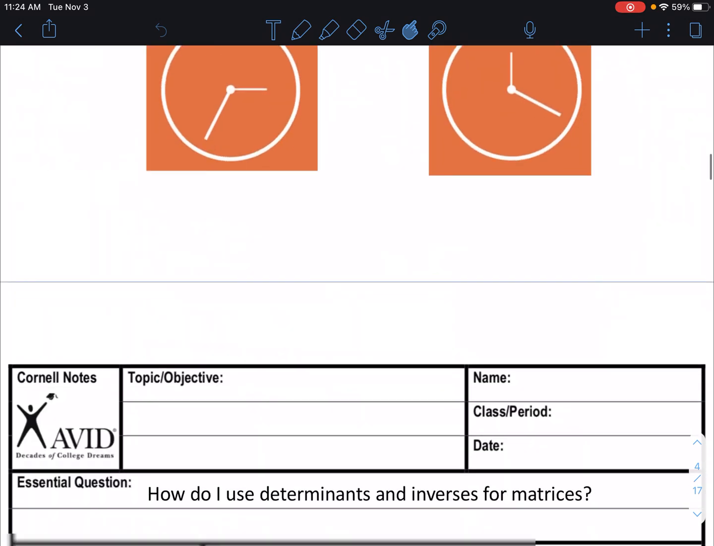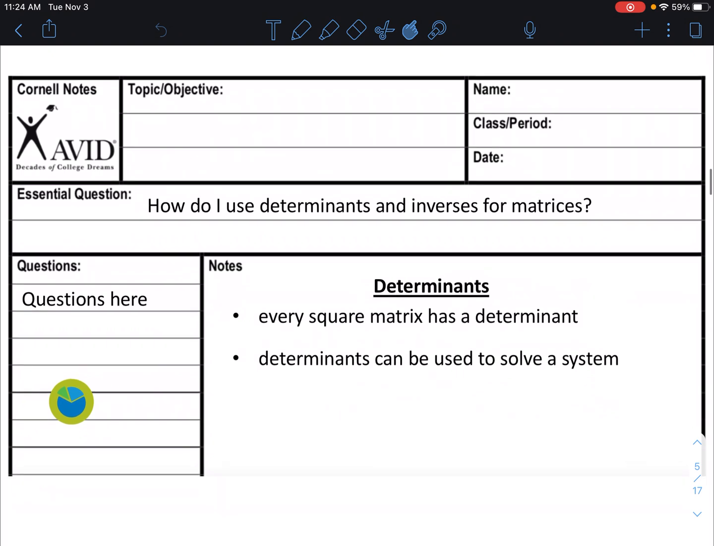All right, so how do I use determinants? And we'll talk about inverses in our next lesson for matrices. So first of all, a determinant is more of a tool. It's used to actually solve a system. We probably will not have time to get to how we use this to solve a system. We're just going to learn about the tool. So every square matrix has a determinant. It's a number.